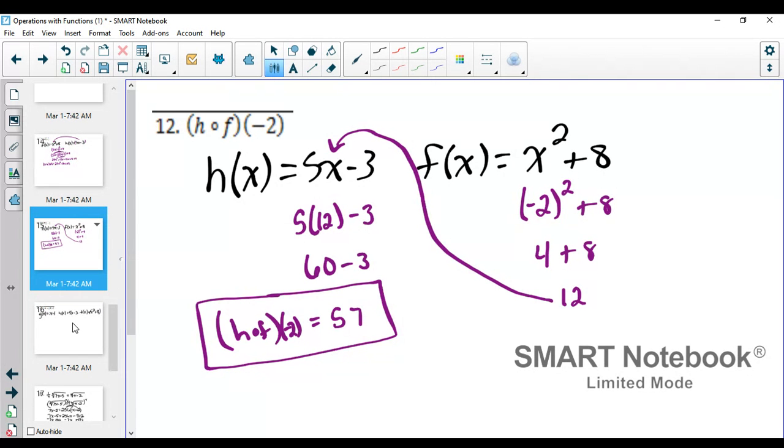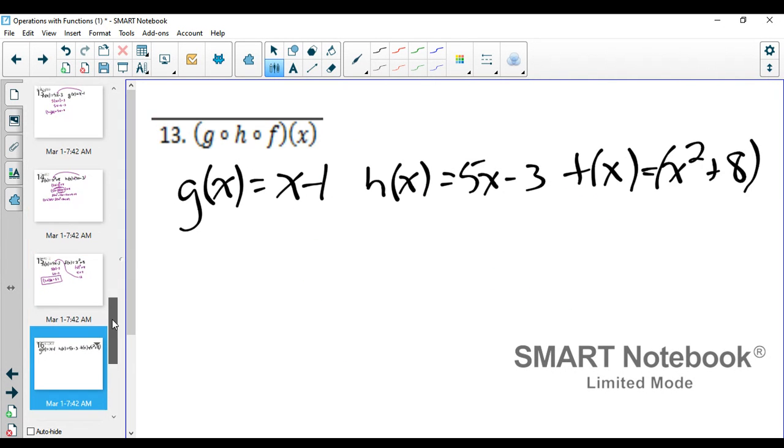And moving on to 13, which I believe is the last example. And it is the longest because we have g of h of f of x. Okay, so remember we start right and go left. So we're taking x squared plus 8 and plugging it into the h of x function. So we have 5 times x squared plus 8 minus 3. All right, we're going to simplify this as much as we can first.